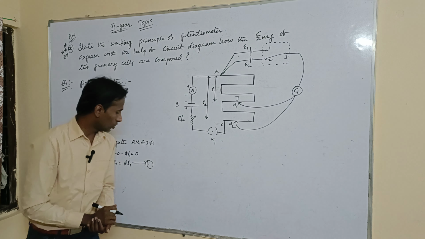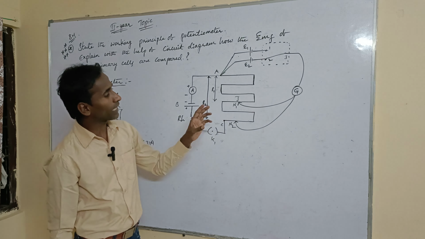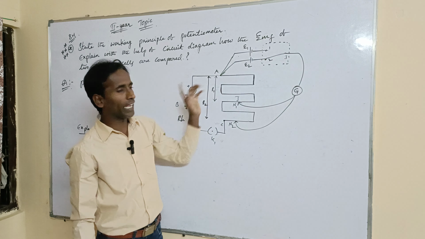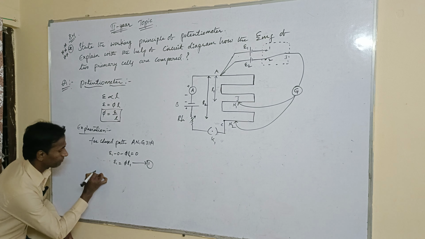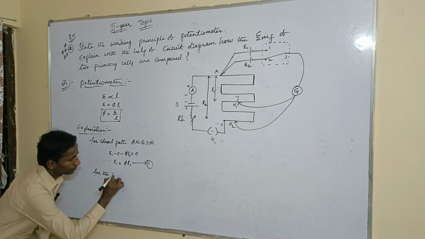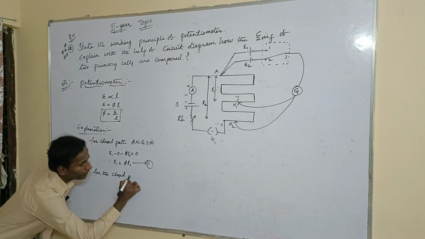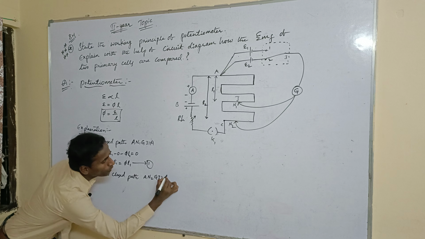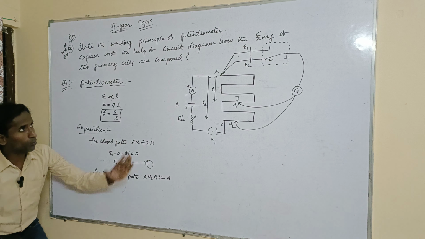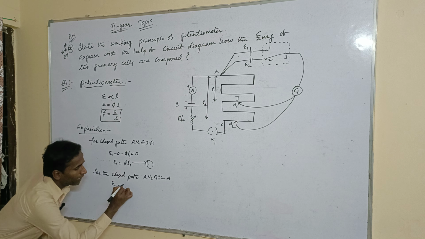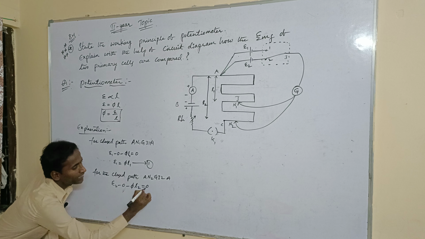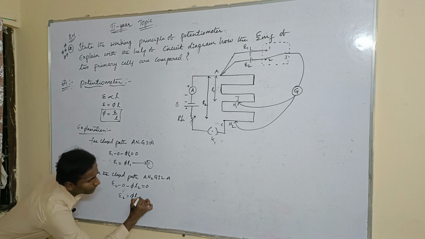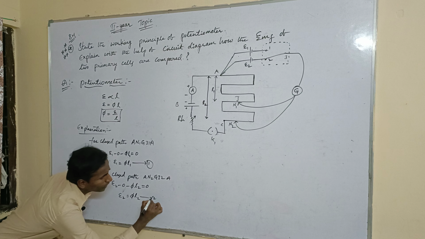Now we apply Kirchhoff's second law for the closed path A N2 G 3 2 A. This is the closed path. For the closed path we take E2 minus 0 minus 5L2 is equal to 0. So again we can write E2 is equal to 5L2. This is equation number 2.